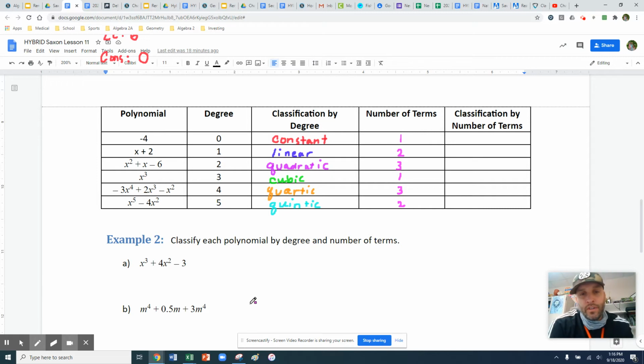Second part of the first learning target, where we're classifying, is starting to look at the math terms for these polynomials that relate to their number of terms and then classifying by degree.